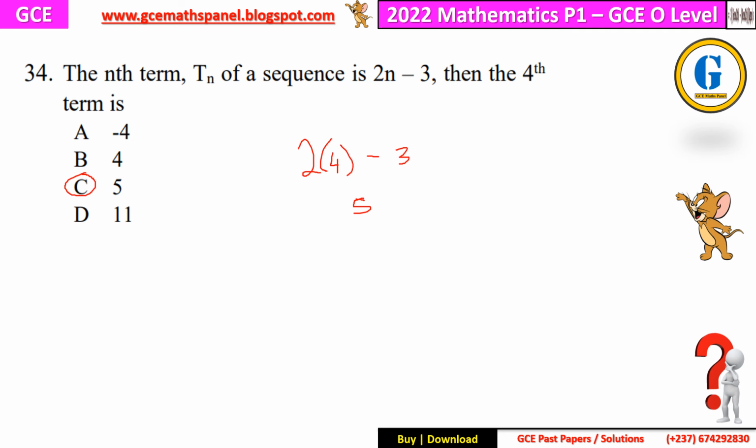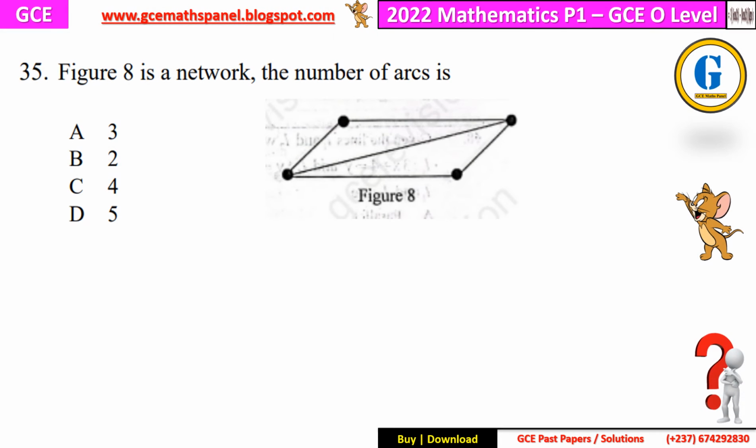Question 35. Figure 8 is a network. The number of arcs just means how many lines are here. Arcs, number of lines, we have 5 of them. If they ask the number of vertices or the number of nodes, these are just the small endpoints, these circles. There'll be 4, but arcs are just the lines, so we have 5 of them.